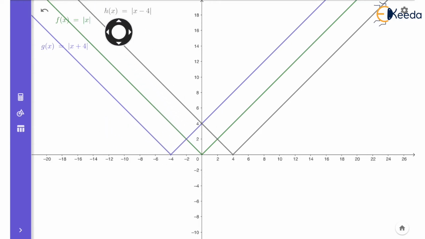Whereas when it is h of x equal to mod of x minus 4, the symmetricity moves to the right side from x equal to 0 to x equal to 4. And now we can see that the graph is moving to the right or the left about the symmetricity, that is the line x equal to 4.